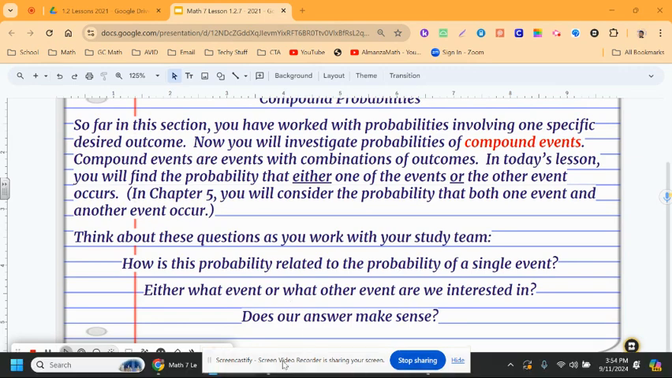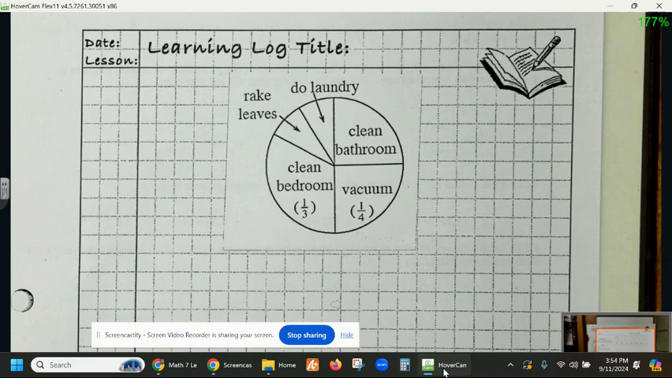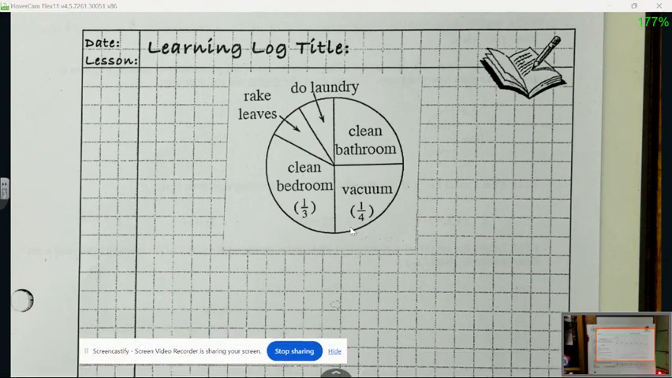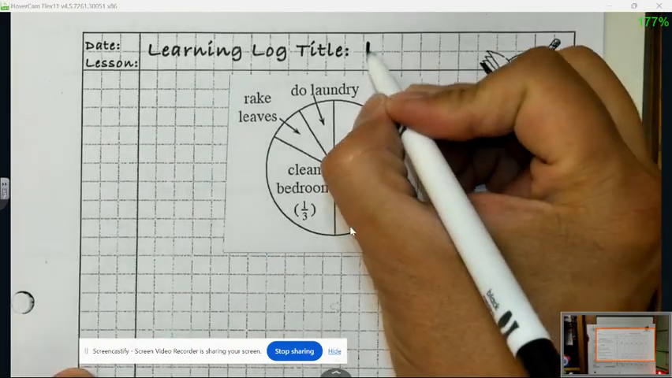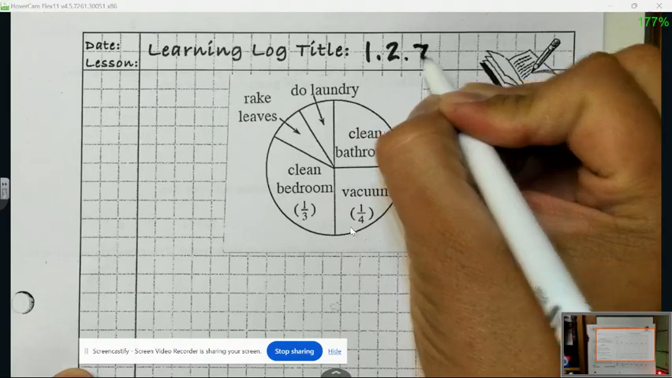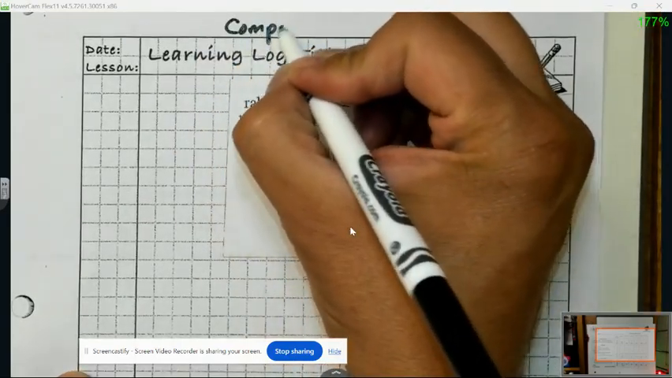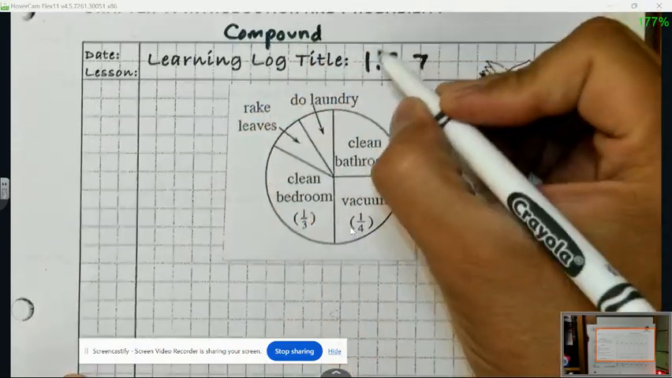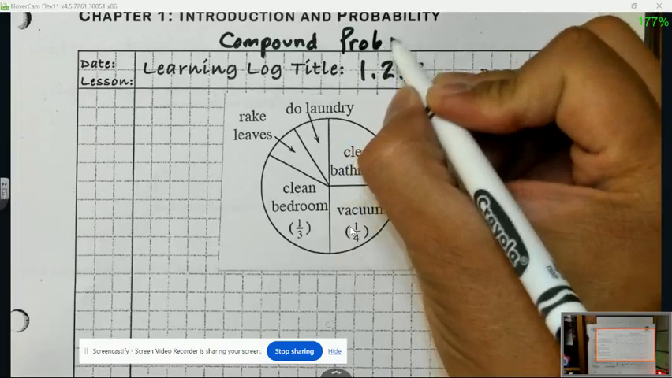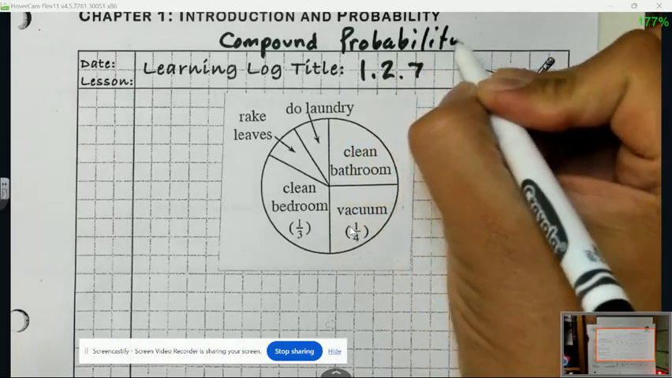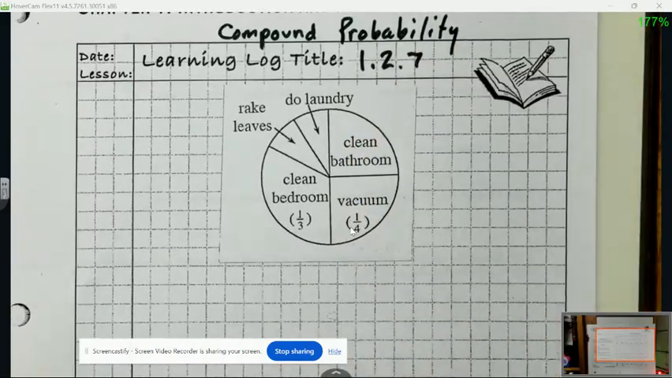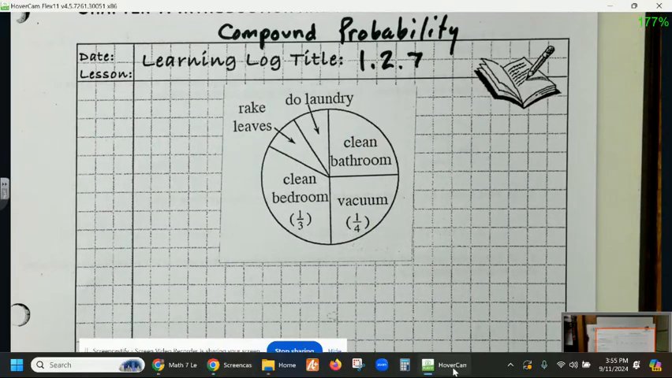So we're setting up our notes. First of all, you are given this page, and this is 1.2.7, and this is compound probability. Okay, so here's what we're talking about.